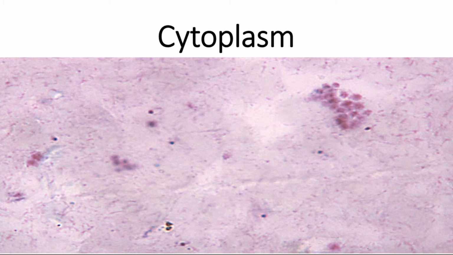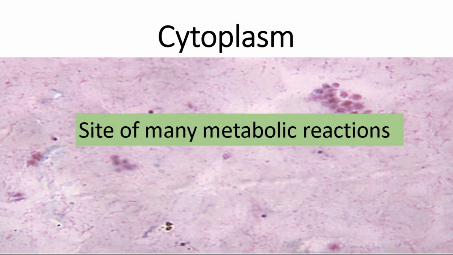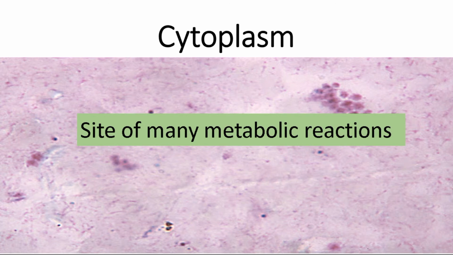In order to view cells under a microscope, the cells have to be stained, and when they're stained, they're often seen under the microscope with that particular stain color. But the cytoplasm is clear. In fact, the cytoplasm is made up almost entirely of water, but it does have quite a few substances dissolved in it. And the cytoplasm plays a very important role in the cell. It is actually the site of many metabolic reactions. So many of the reactions occurring within the cell take place in the cytoplasm.